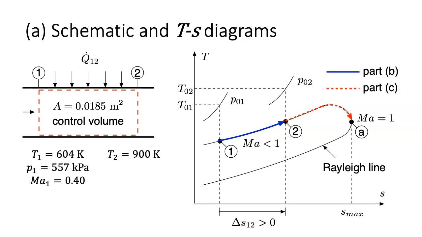For part B, where we are calculating the heat transfer for the specified temperature at section 2, the exact location along the Rayleigh line is not yet fixed. However, we will assume for now that it lies somewhere before the choked flow condition at maximum entropy. For part C, for the maximum heat transfer possible, we will then solve for the conditions at state A and verify that our assumptions about the properties at section 2 for part B are valid.